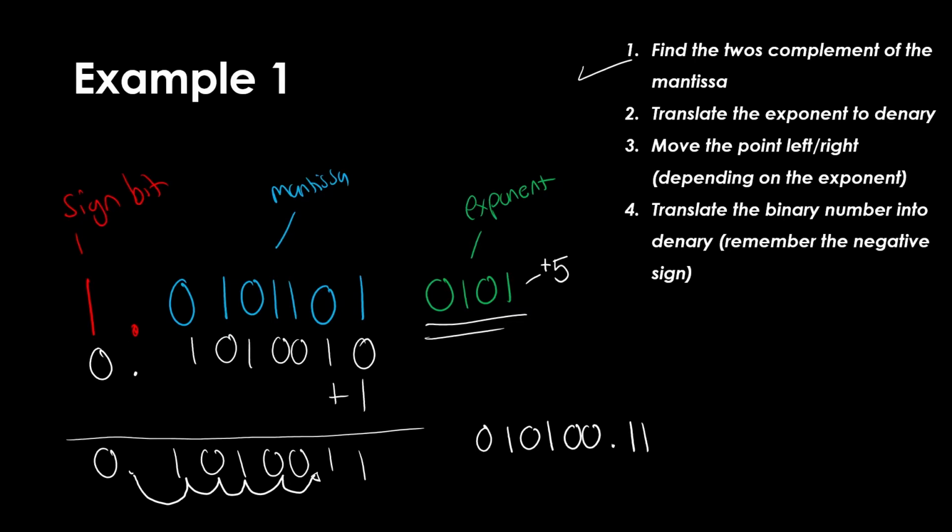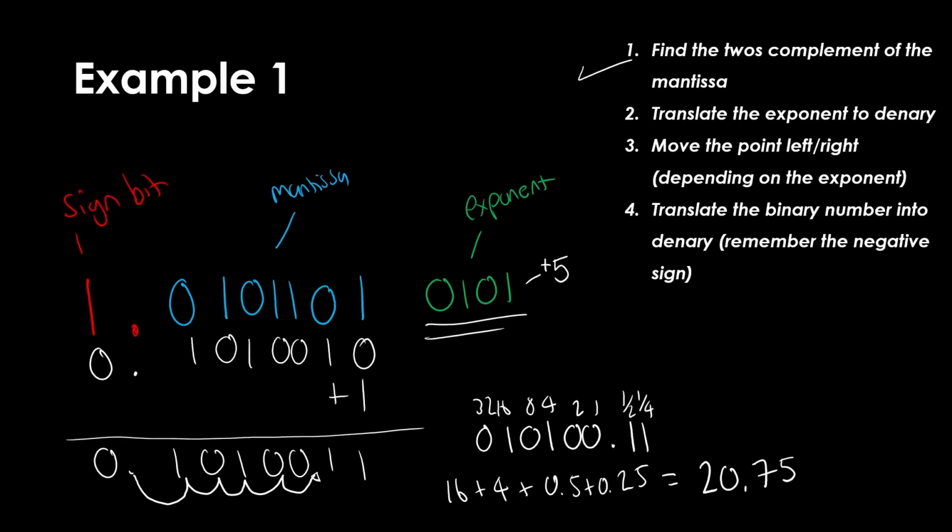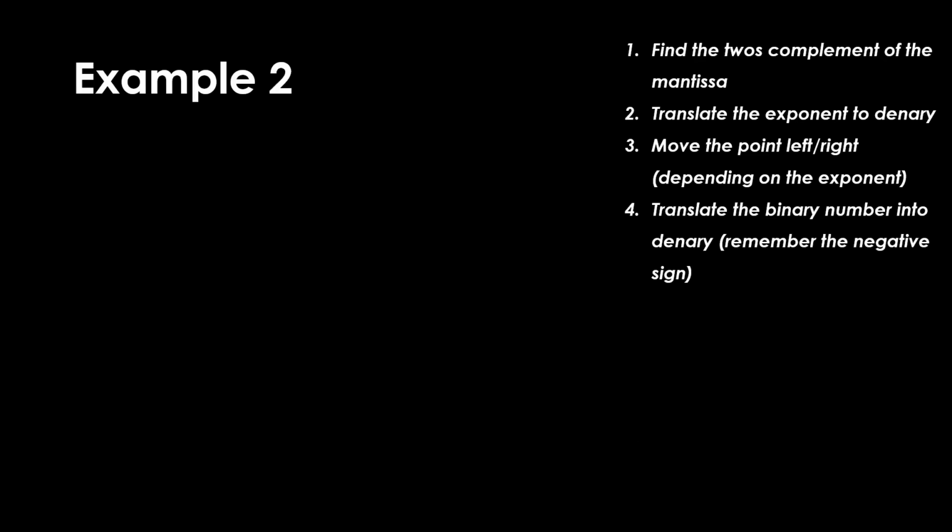So let's add our place value holders to work this out. So we've got a half, a quarter, 1 2 4 8 16 32. So it'll be 16 plus 4 plus 0.5 plus 0.25, and that will equal 20.75. And of course you must remember to add the negative sign. So that's our final answer there. Okay? Right, let's have a look at the next example.